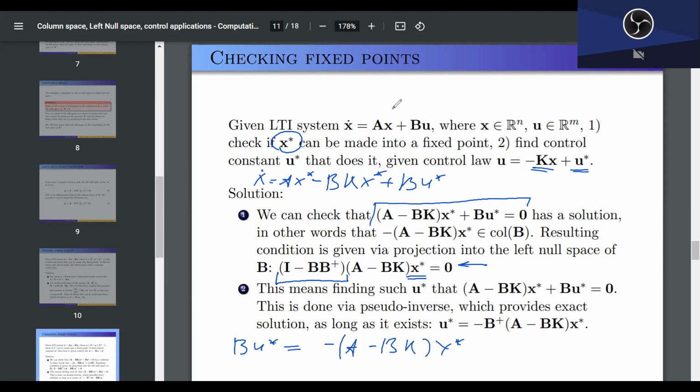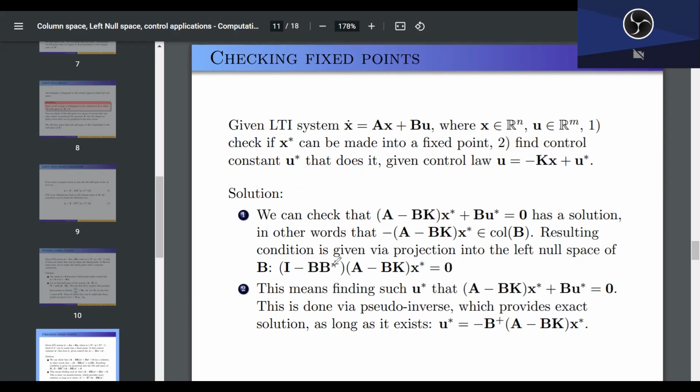Now, second point. We have x star, and we want to find u star. How do we do it? Well, remember this equation that I wrote here a moment ago, right? B u star equals minus (A minus BK) x star. We just find its least squares solution.